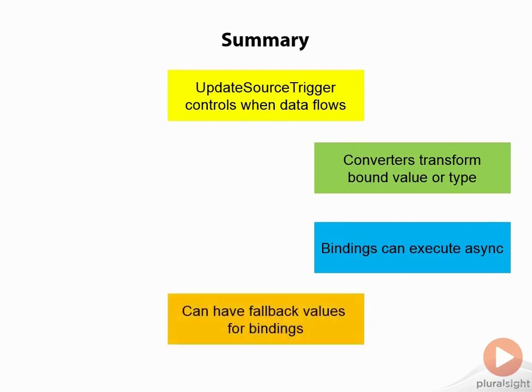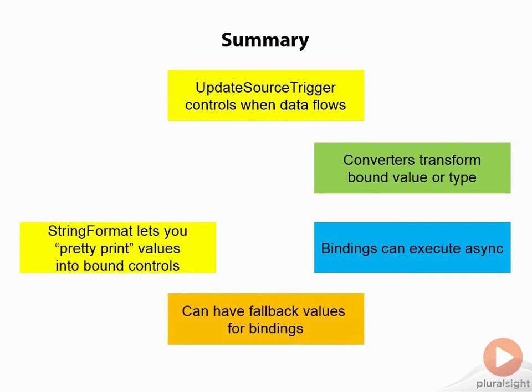Next, we talked about fallback values, specifically the FallbackValue property and the TargetNullValue property that allow you to supply alternate values to be used when the source object value can't be resolved. Next, we talked about StringFormat and the way it will let you basically pretty print or create a formatted string version of the value that you're getting from your source object. So this works very nicely with dates and numeric formats and so on.